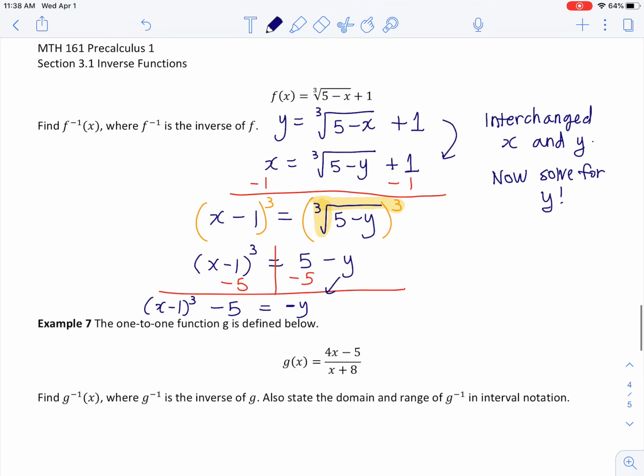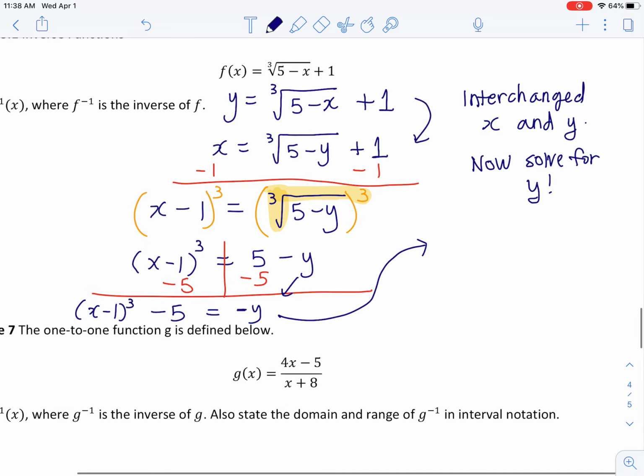Nasty, that y is still negative. So we're not completely done. We need to divide everything by -1. Let me move the work over here, okay? And I think you can do that. If you divide everything by -1, let me show more work. I have room here. It used to be -y equals (x - 1) cubed minus 5, right?